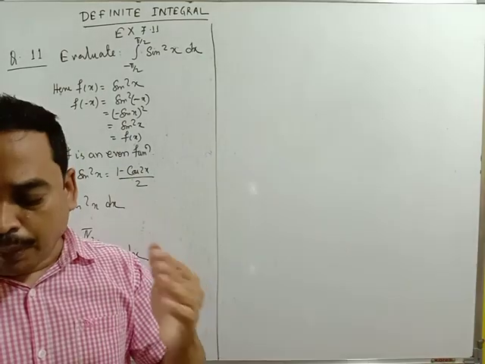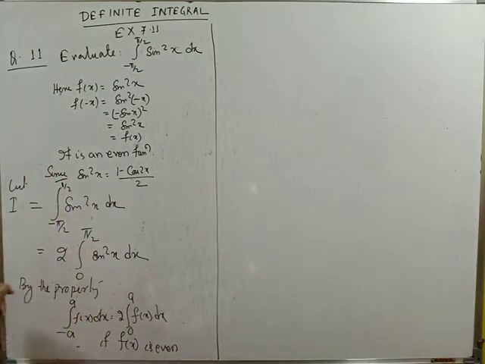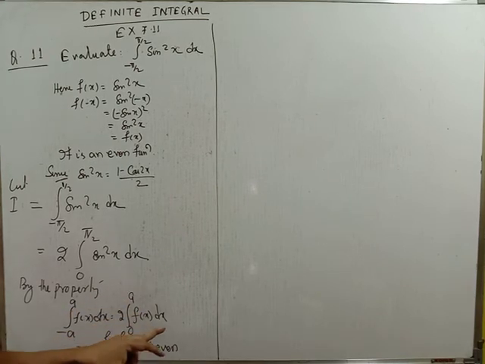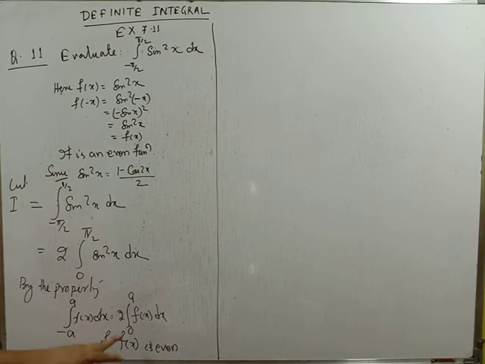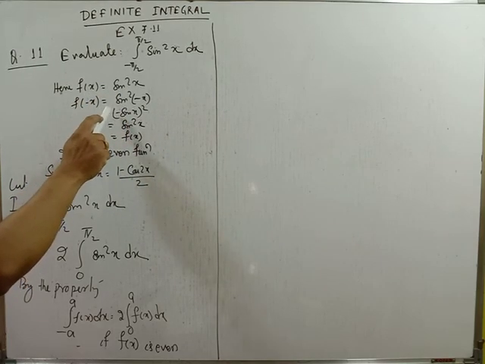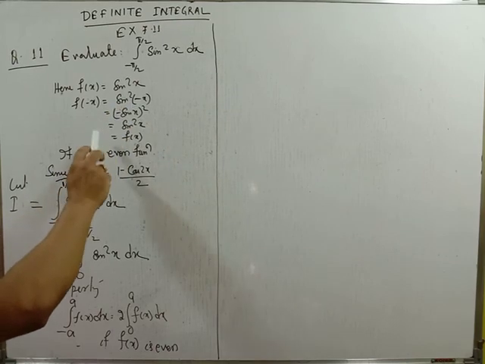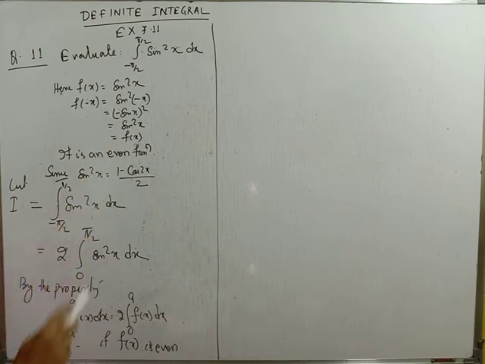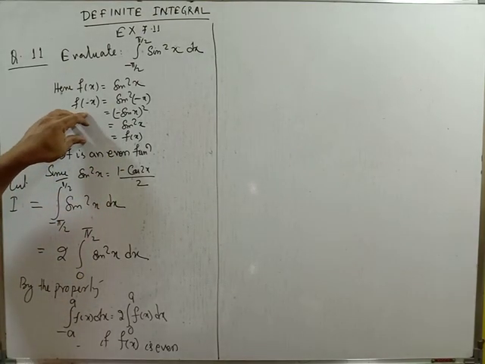As we have studied, one property is that if it is the integration from minus a to a of f of x dx, then it will be 2 times the integral from 0 to a of f of x dx, when f of x is an even function. Here you check it. Let f of x be sine square x, then f of minus x is sine square of minus x. You are getting minus of sine x whole square, which is sine square x, which is f of x. It means f of x is even.